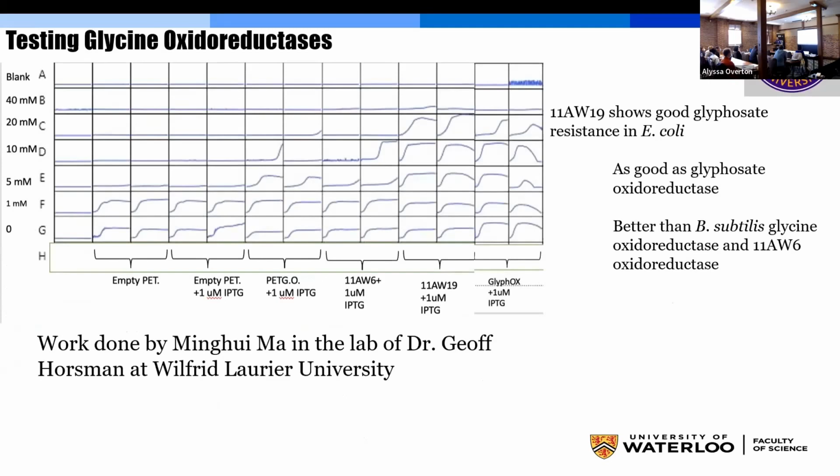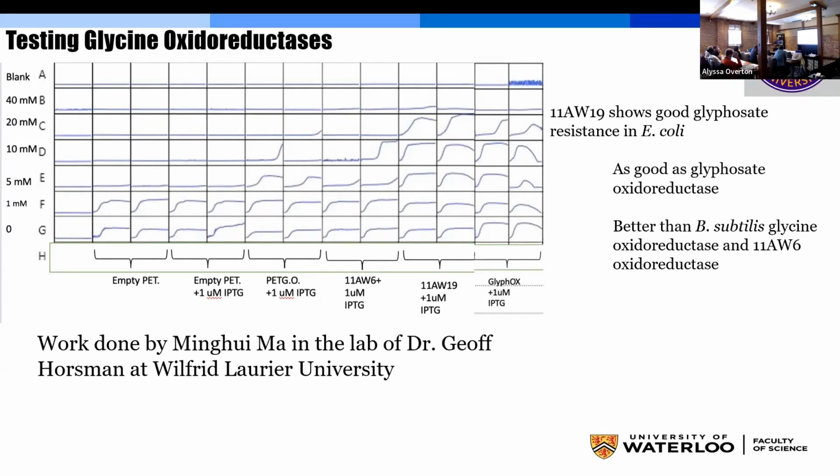So they cloned them into a pET vector and ran them in E. coli. They were able to confirm that their E. coli at very low levels of glyphosate is still inhibited. And adding the pET vector, adding the IPTG doesn't change that significantly.